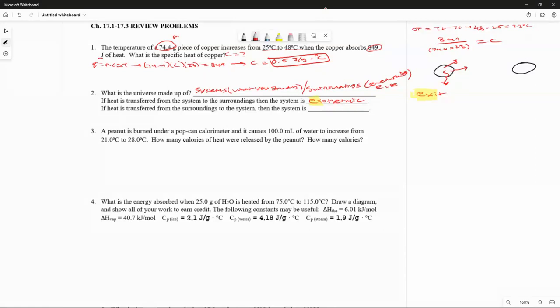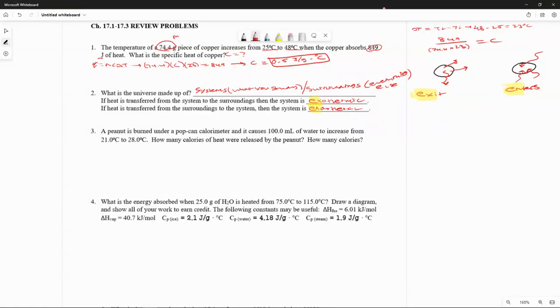All right, think of a ball now again. When heat is transferred from the surroundings into the ball, the heat enters, so it's endothermic. Endothermic. Endo, enter.